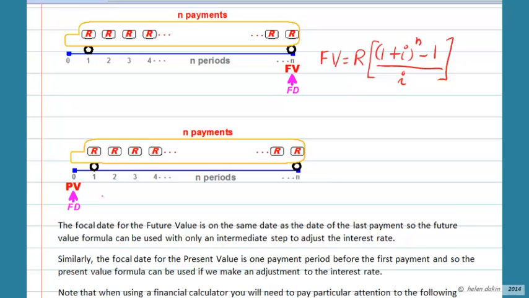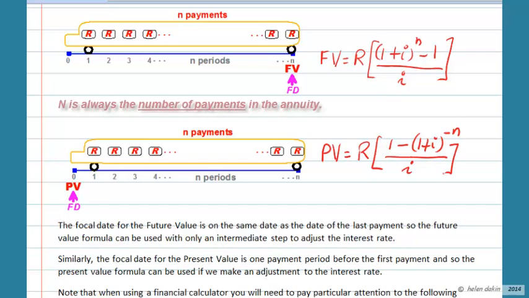And again, taking a look at the next time diagram for the present value, the focal date for the present value is one interest period or one payment period before the first payment is made. And you can see here we have the focal date one period before the first payment is made. The present value formula is simply the discounted value, or the value without the accrued interest, of the payments. So it's a discounted value of all of the payments, and that would be R multiplied by the discount factor for ordinary simple annuities. That would be 1 minus (1 plus i) with a negative n exponent, divided by i. n is always the number of payments per year multiplied by the number of years.